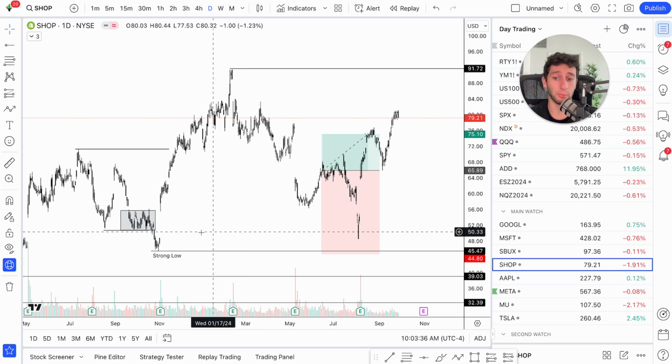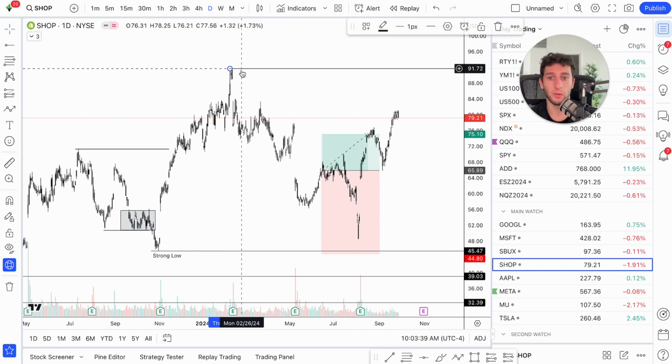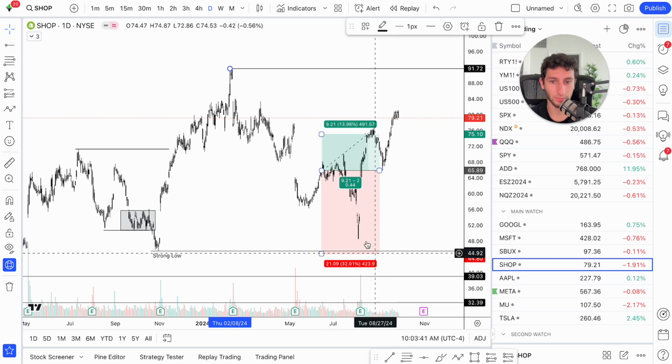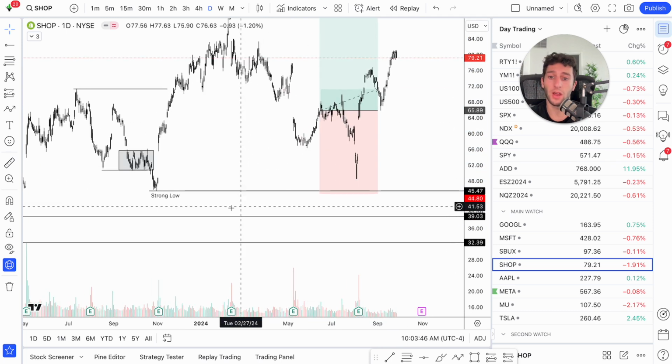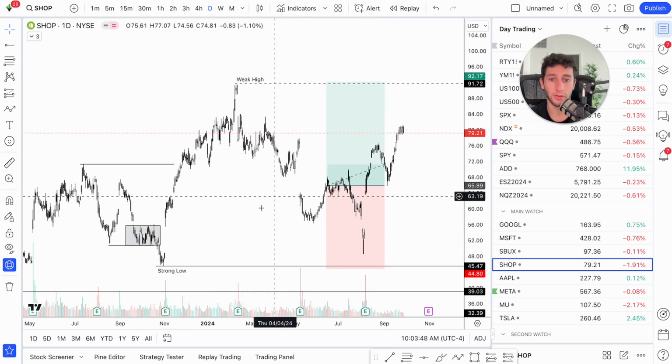Now, was this high able to break the strong low? No. So this is what we call a weak high. Okay? This would be a weak high. So price wants to go to a weak high. Price does not want to go below a strong low. That's your stop loss. That's your target.